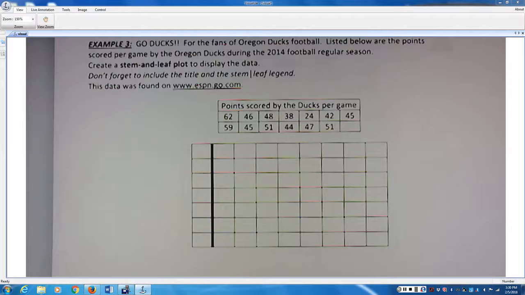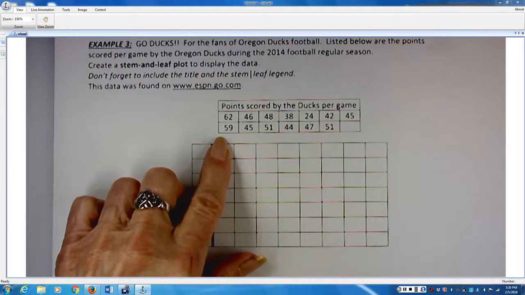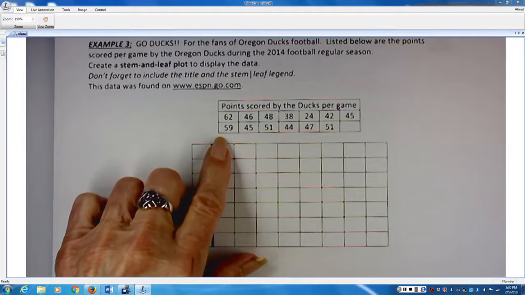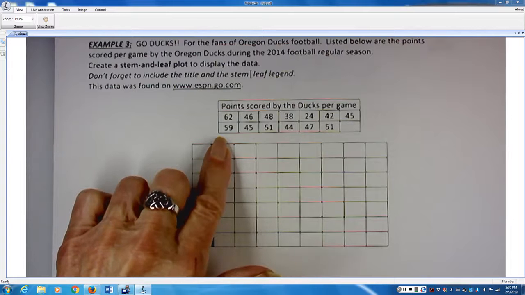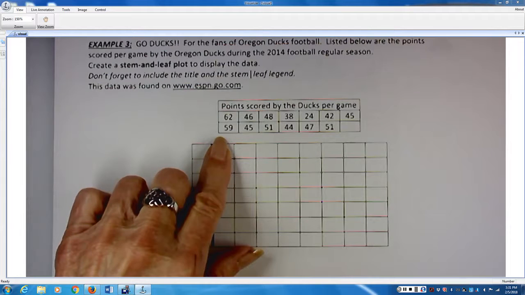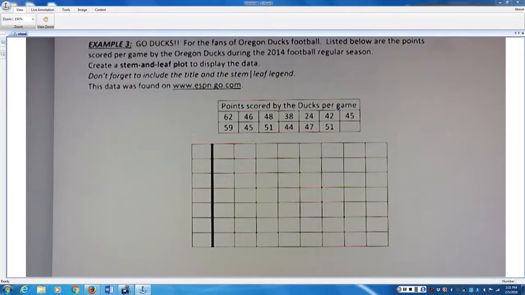Okay? But we're talking about football scores here, and this is the 2014 regular season. And we just look at these numbers, and despite the fact that we don't have that many scores, we already know that our brain isn't wired to look at a bunch of numbers and be able to talk about what's going on with those numbers. We do better with pictures, or at least something pictured or summarized. So what we're going to do is make a stem and leaf plot.